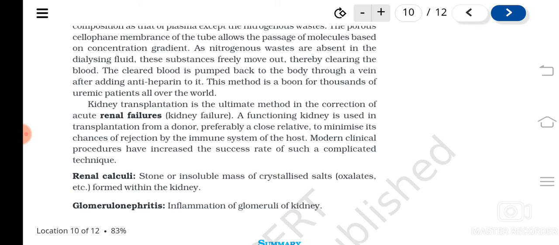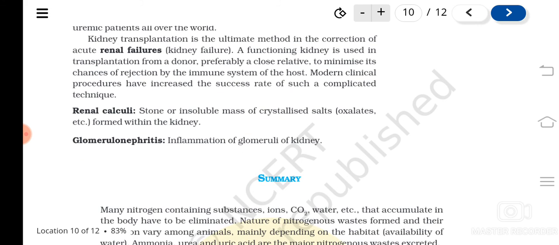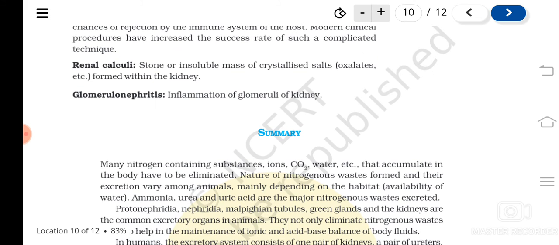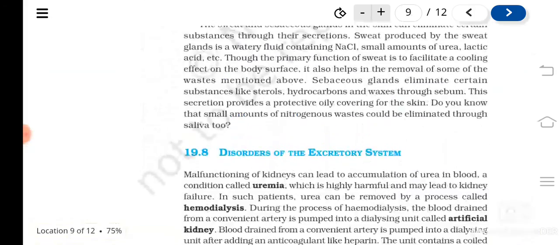Then renal calculi, the presence of stones, due to some salts forming from oxalates, carbonates, etc. That condition is known as renal calculi. In common terms we call it what? Stones. Then glomerulonephritis, inflammation of the glomerulus of the kidney. So all these are some of the disorders of the kidney.